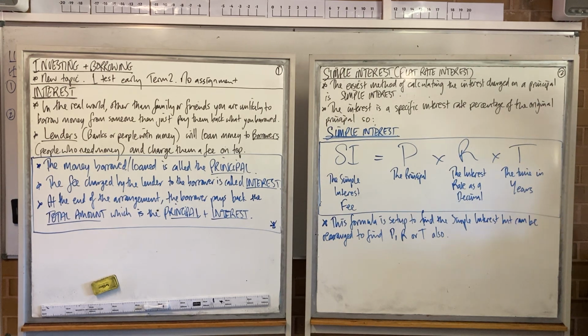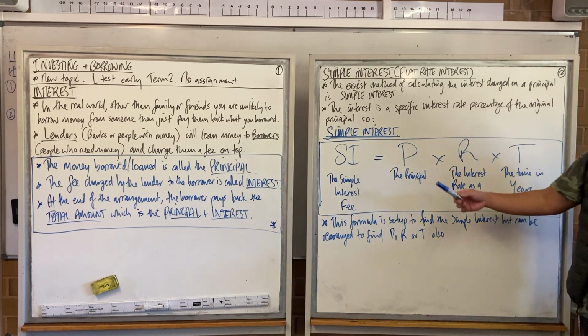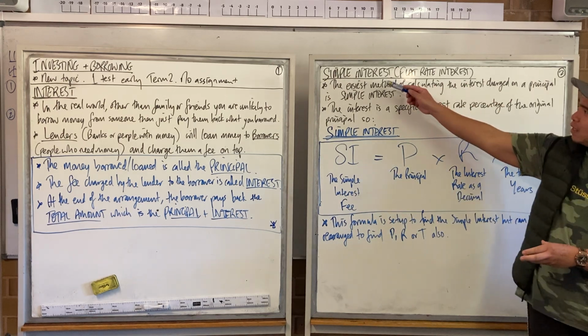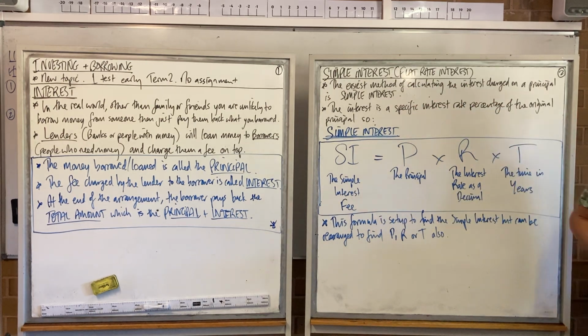I'll quickly do the formula. It's only 3 things. The easiest method of calculating interest charged on a principal is simple interest. The interest is a specific interest rate percentage of the original principal. Oh, sorry, also I forgot: simple interest also has the name flat rate interest.